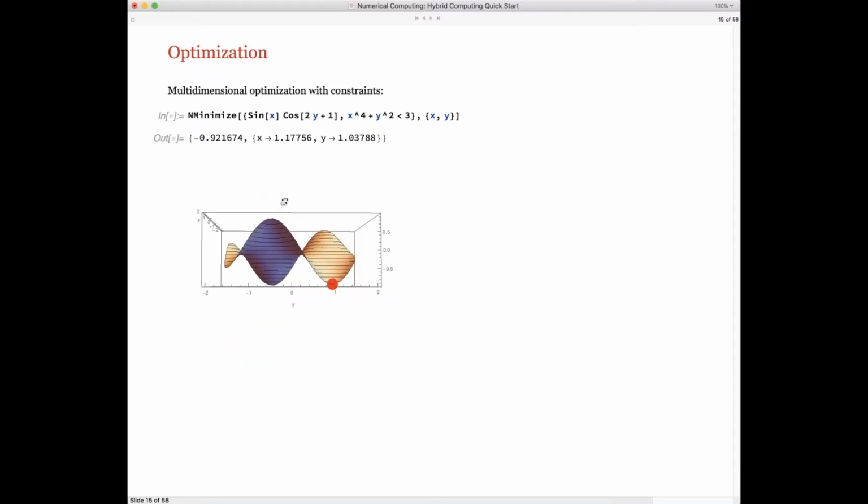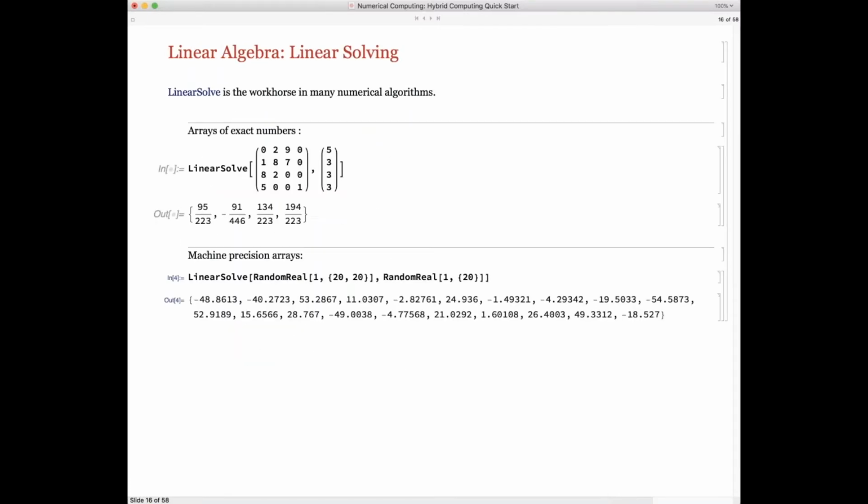There are many linear algebra functions available in Wolfram Language. NIntegrate is probably the most important one. Here is a simple example of solving 4 linear equations. And here is a larger example of solving 20 linear equations with random real value coefficients.